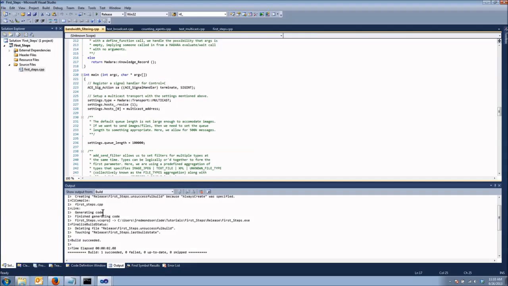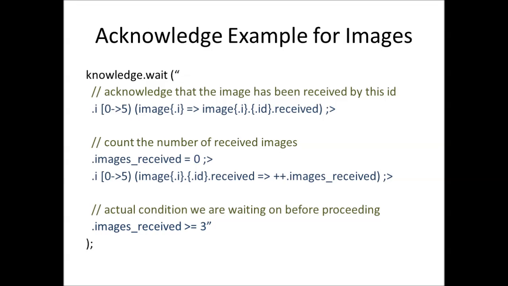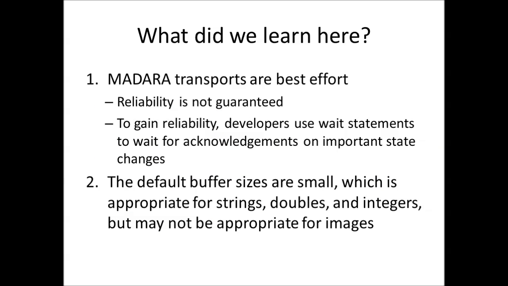MADARA developers can create reliability in their applications by requiring ACK messages from other agents. For instance, in the application we just created, we could have added another wait statement that specifically waited for 3 variables called agent_i.receivedImage to be non-zero or true, and resent the image until this received image condition was also true. We also do provide limited support for DDS transports, which do allow for reliability to be toggled on in the transport settings class. So what are some takeaways from this tutorial?